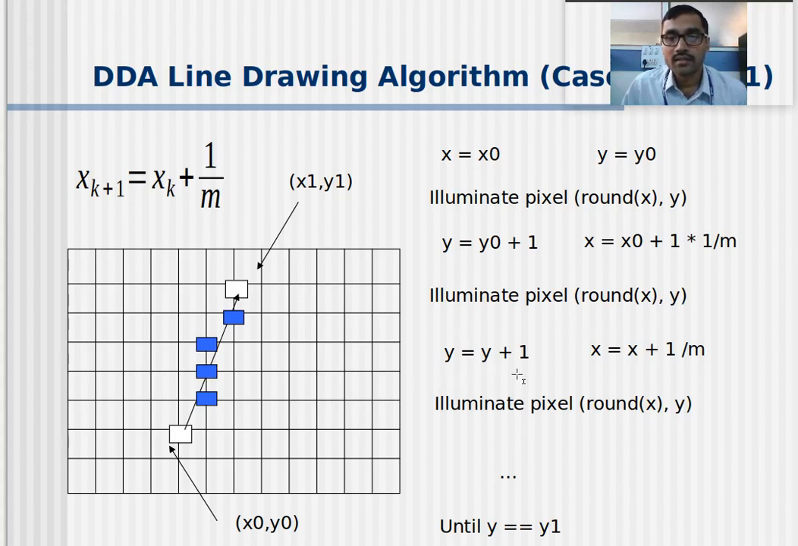Again in the next stage, y = y + 1 and the relative increment in x is calculated, illuminate pixel (round x, y) again, until y is equal to y1. So y1 is the end point, the second end point of that particular line, between which we have to draw the line.